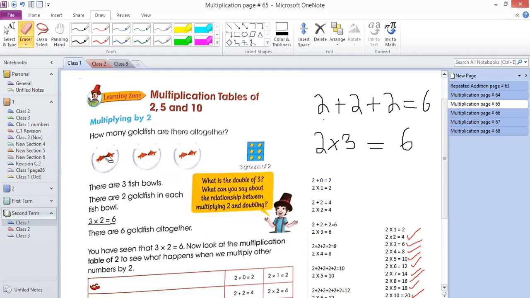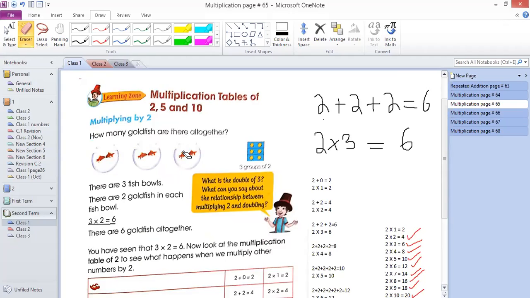There are 3 groups of 2's. In each group there are 2 fishes. So if I ask you how many total fishes are there, either you can add 2 three times, 2 plus 2 plus 2, or you can multiply 2 by 3. In both ways you are able to answer that there are 6 fishes, right?